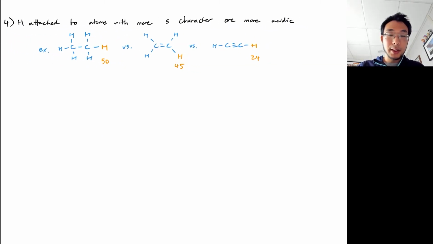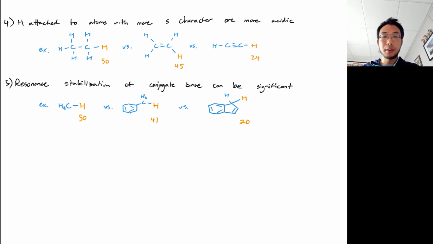Another factor is that the hybridization of the atom that the proton is attached to can matter. So if we're comparing the same element but in different hybridization states, then what we find is that the more s character there is, the more acidic the proton we're thinking about is. This is because we think of the s orbital as being a little bit more electronegative than p orbitals for a given element. And so the trend is pretty clear. It's a very drastic jump from sp2 to sp, less of a jump from sp3 to sp2.